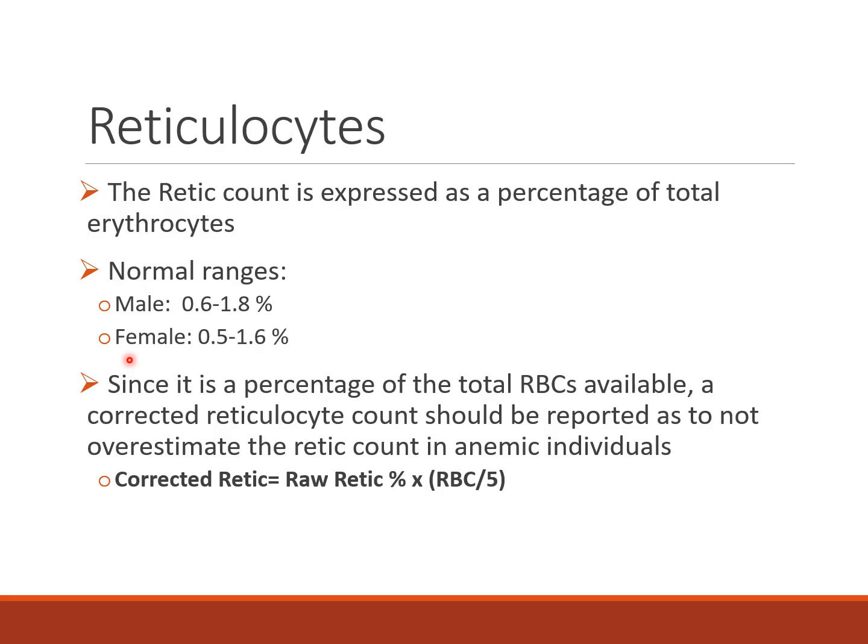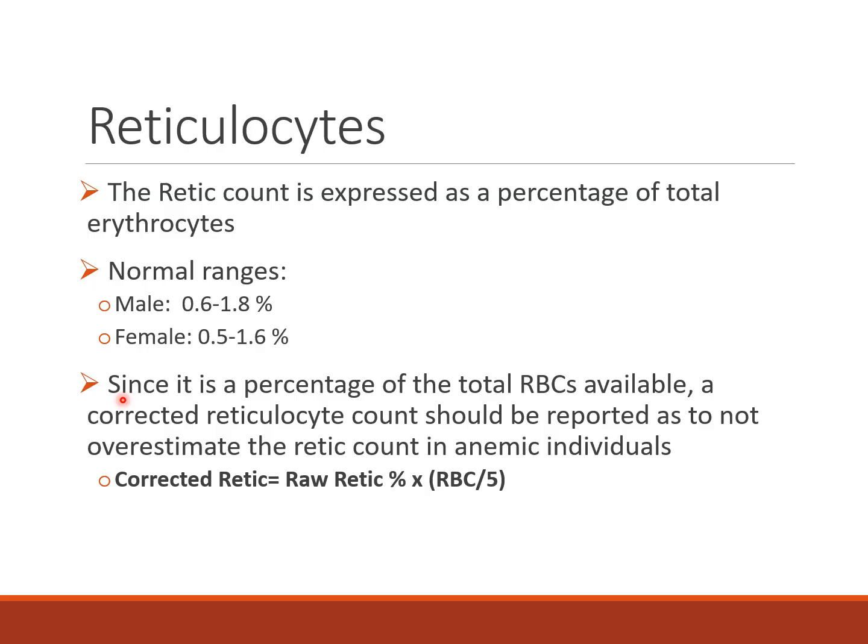Since it is a percentage of the total red blood cells available, a corrected reticulocyte count should be reported as to not overestimate the retic count in anemic individuals. Because anemic individuals may have a lower red blood cell count overall and a lower hemoglobin, they're going to need an adjustment made using this calculation. Luckily for us, our Sysmex analyzers do this calculation for us, but it's very important for you to know how to do it.